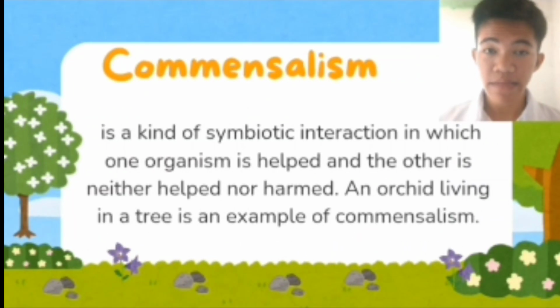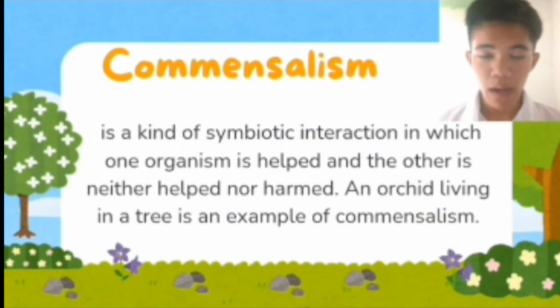Commensalism. Commensalism is a kind of symbiotic interaction in which one organism is helped and the other one is neither helped nor harmed. So an orchid living in a tree is an example of commensalism. Now, in here, one is happy and one is okay. Why? Because the orchid plant uses the tree to live high up, while the tree doesn't care, it's not harmed or helped by the orchid plant.